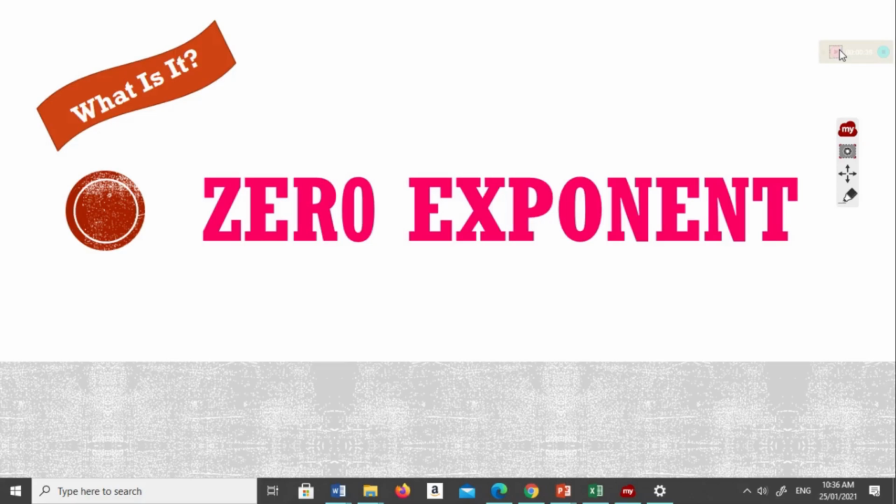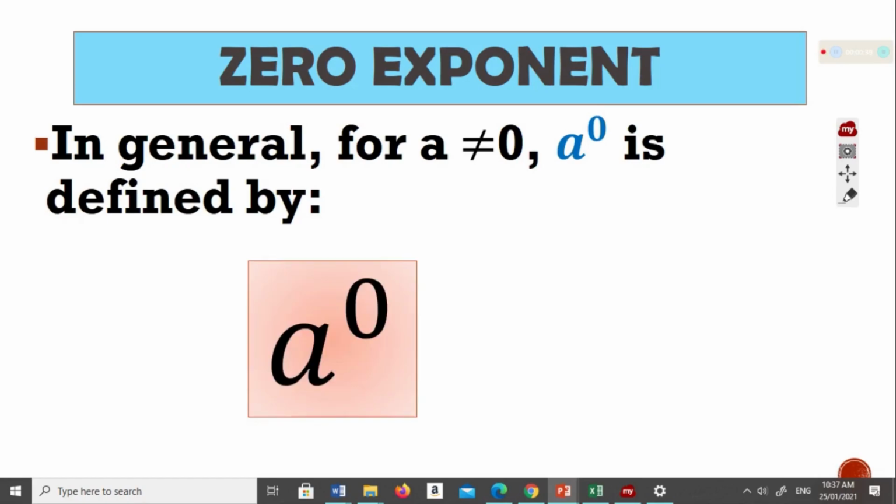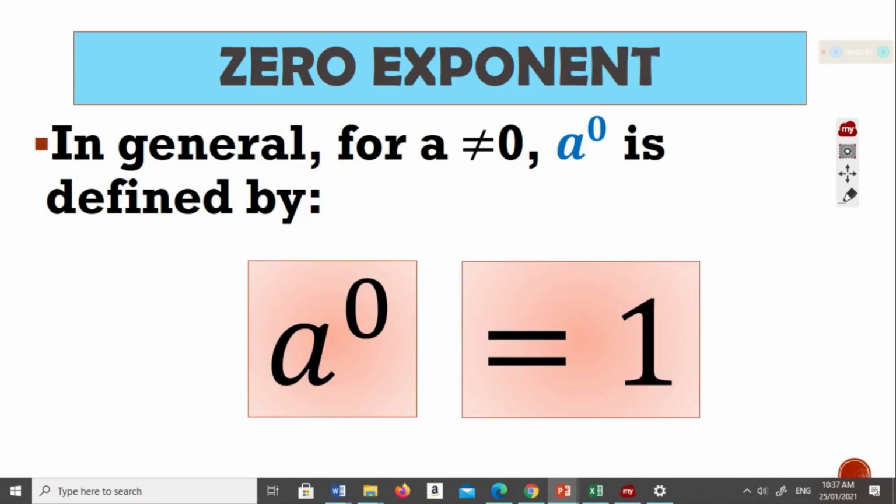Now, we have 0 exponent. In the 0 exponent, in general, for a is not equal to 0, a raised to 0 is defined by a raised to 0 is equal to 1. So, any number, any term raised to 0, is always equal to 1.